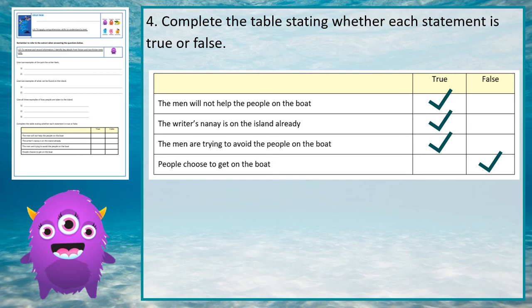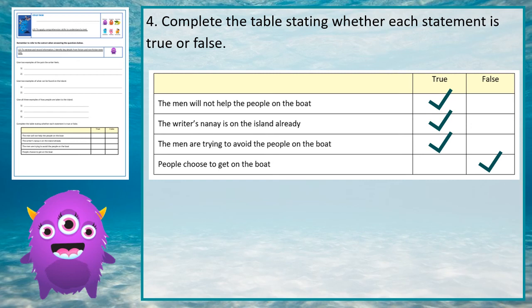And then people choose to get on the boat. Now, it's a slight inference here, but it's saying that the people are brought to the island, and that word brought insinuates that it's not a choice, that they are forced almost to come to the island. They're brought this way. So they do not choose to get on the boat. So it is false that they choose to get on the boat.